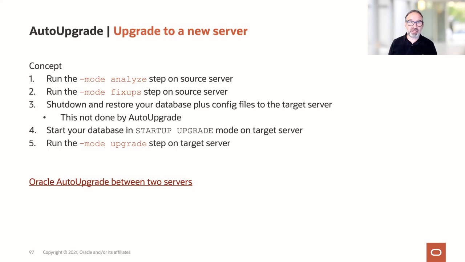Then either you shut down and restore your database with the config files to the target server, and those include everything you need to operate a database. This part is not done by AutoUpgrade. Or in case you have a standby in place, you would shut down the production, you would activate your standby, and then go on from there on the standby side. You would bring the restored or the standby database in startup upgrade mode, and then you kick off AutoUpgrade with -mode upgrade.